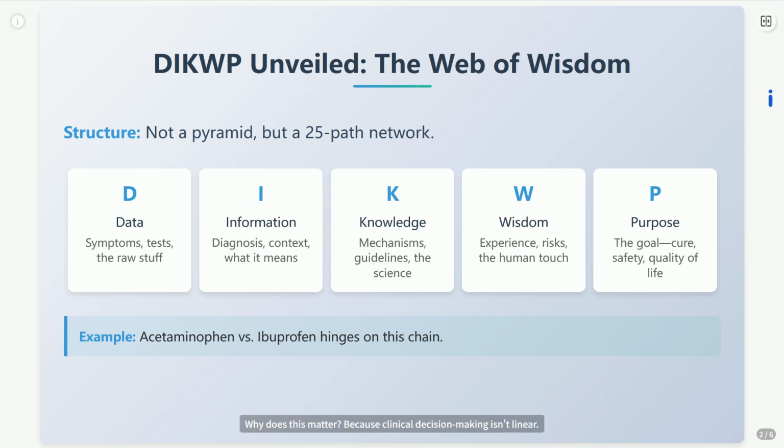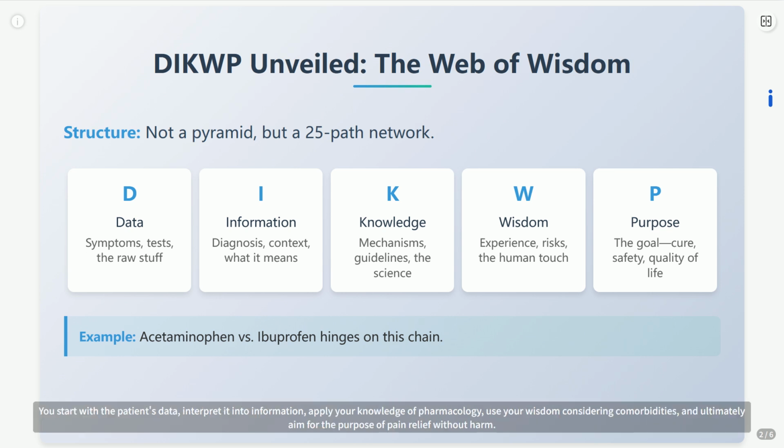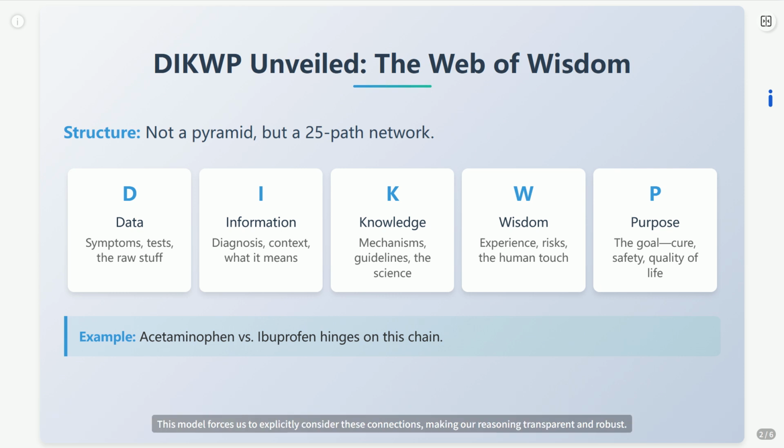Why does this matter? Because clinical decision making isn't linear. When choosing between acetaminophen and ibuprofen for a headache, you don't just look up the mechanism. You start with the patient's data, interpret it into information, apply your knowledge of pharmacology, use your wisdom considering comorbidities, and ultimately aim for the purpose of pain relief without harm. This model forces us to explicitly consider these connections, making our reasoning transparent and robust.